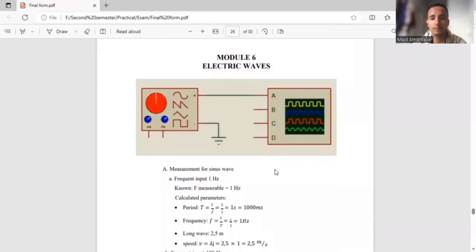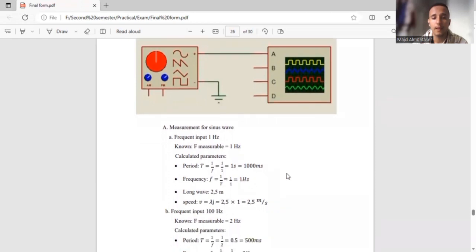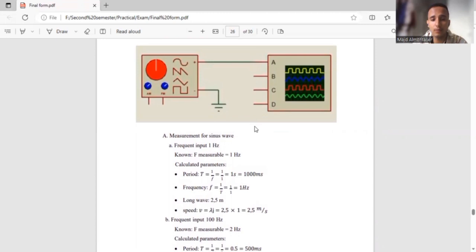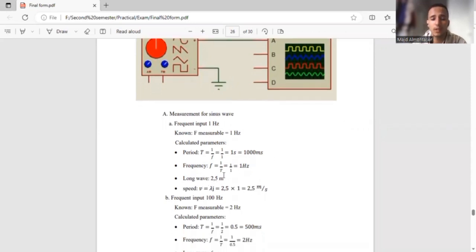In module 6, we have the electric waves, which is the last thing. We could use it for a measurement of a sine wave, how to find or calculate these things. Known, for example, the measurable F equals 1 Hertz. Calculated parameters: the period T equals 1 over F. If you got F, you could simply find T, like for this example. And the frequency equals the reverse of the period, so F equals 1 over T, which gives you 1 Hertz in this example.